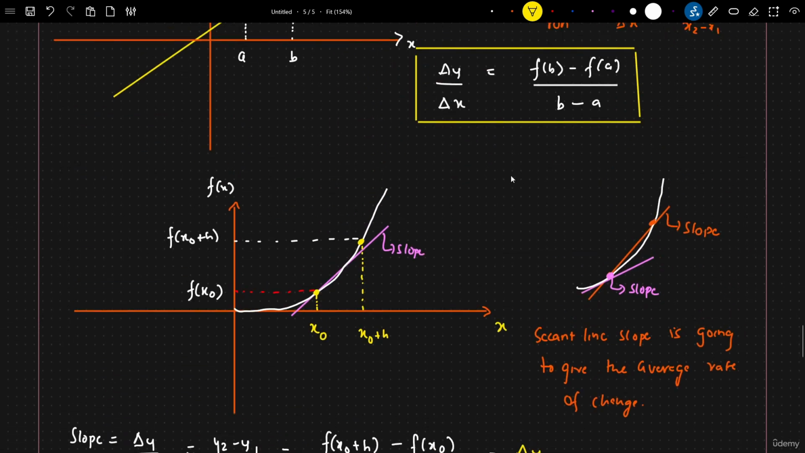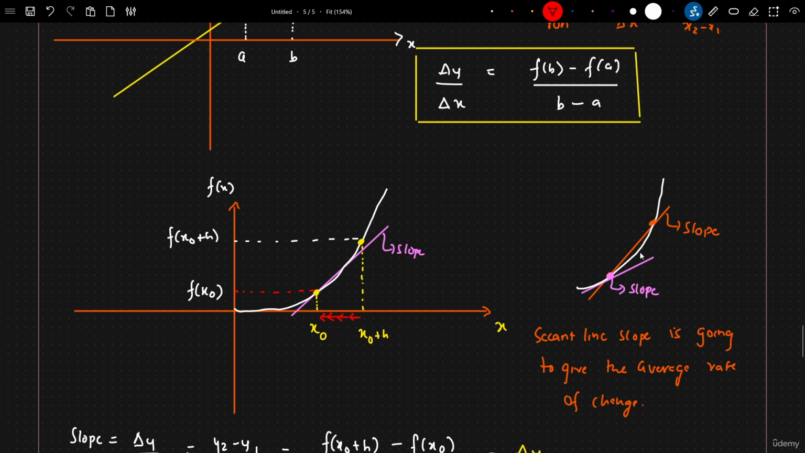I don't want to calculate just the slope of a secant line. I need to calculate what will be the rate of change at this specific point, right? Then how do I go ahead with this? Now just try to understand this. I have to convert the secant line to this tangent line. And how is it possible? We have to move from x0 plus h towards x0.